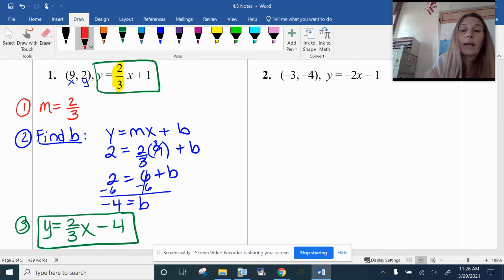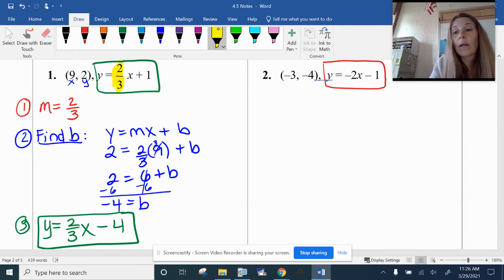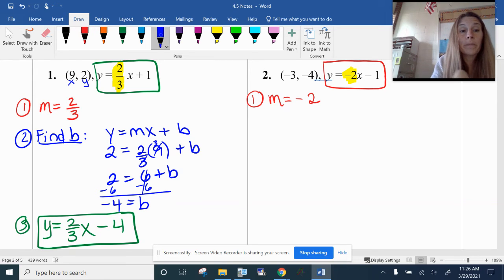Okay, so taking a look at number 2, same concept here. We have this original equation given to us, and they want us to write an equation of a line that's parallel to this and goes through the point -3, -4. Since they're parallel, I know that my slope has to be the same as this equation, and it's also going to be that -2.